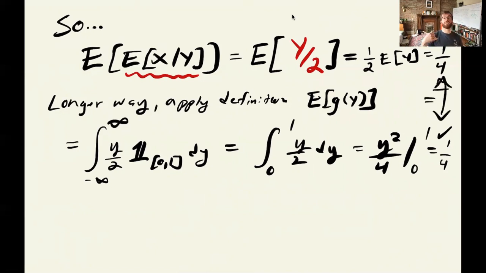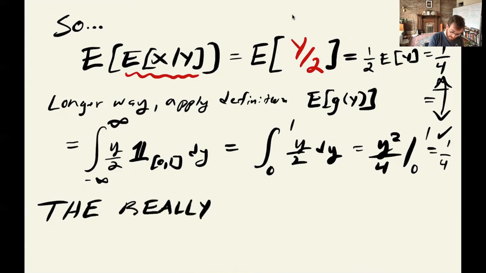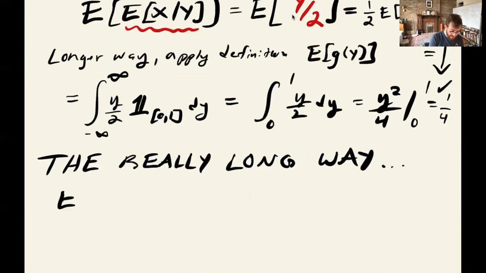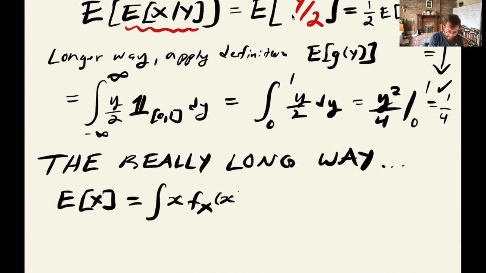Now, let me show you how you would have to do this the really long way. So now the really long way would say, okay, what is E of x? Well, it's the integral of x times the PDF of x dx, again from minus infinity to infinity. And we need to find this. Don't know.